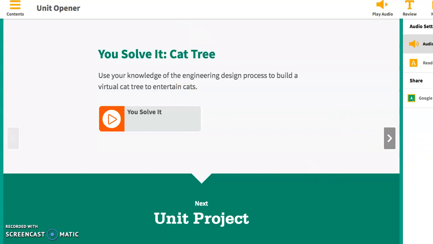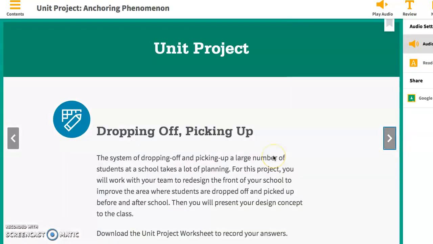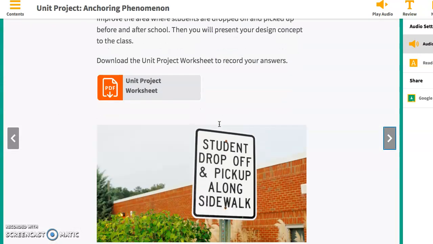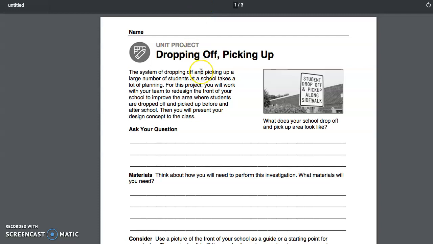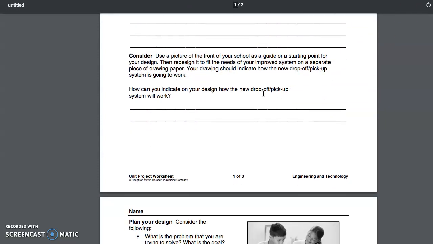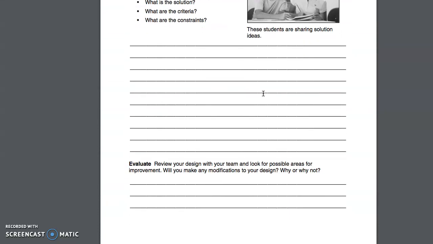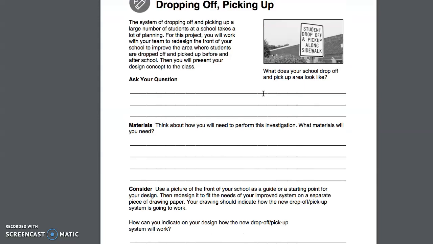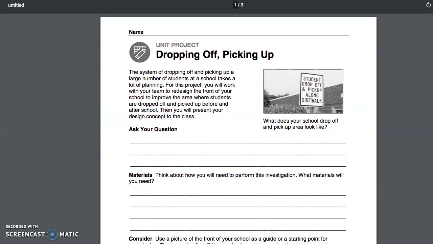Up here, I'm going to X out of my cat tree tab, go back to my unit tab, and have our unit project be next. Alright, planning student drop off and pick up. Clicked on it. Ask your question. Think about your materials, consider, and plan. So all of this, analyzing, restating, doing the claims, I'm going to do on the next video. So the unit project will be our very next video.